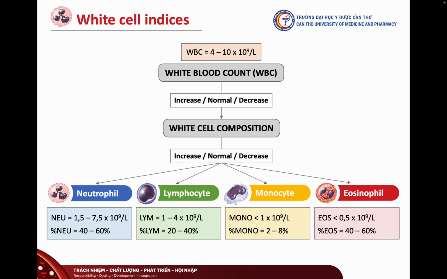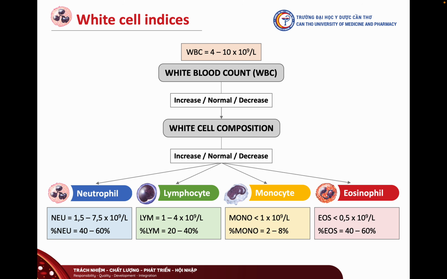But here's something really important. When we interpret these, we don't rely on the percentage only. What matters most is the absolute count, because the percentages can be misleading, especially if the total white blood cell count is very low or very high. So, how do we know when each type is increased or decreased?